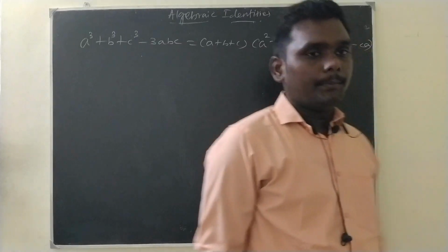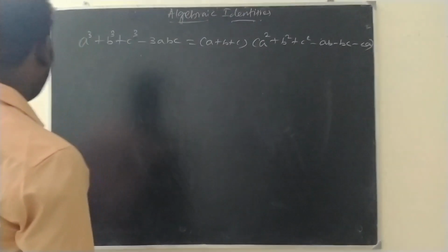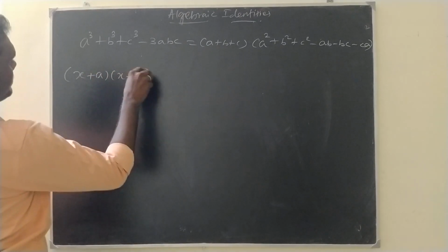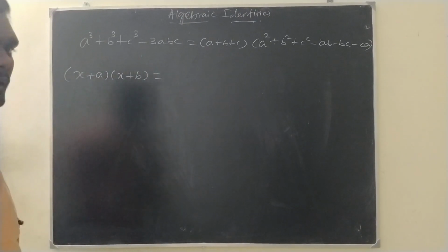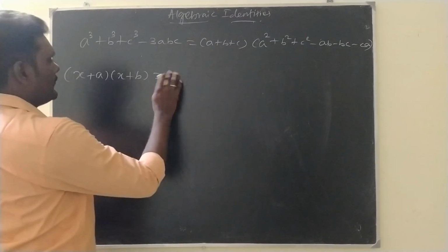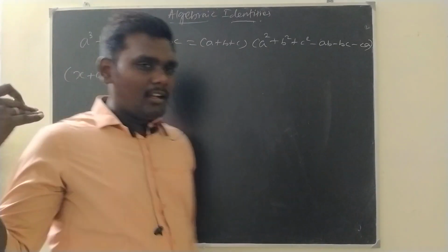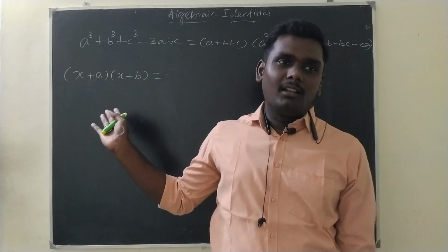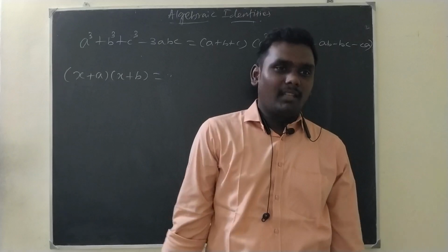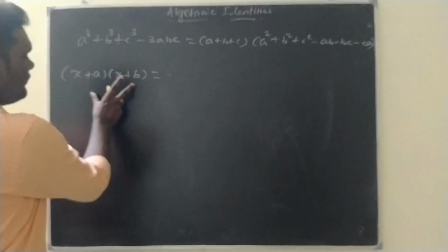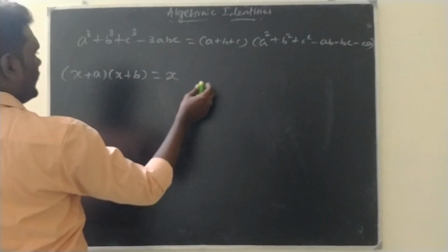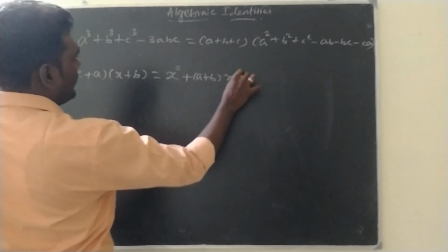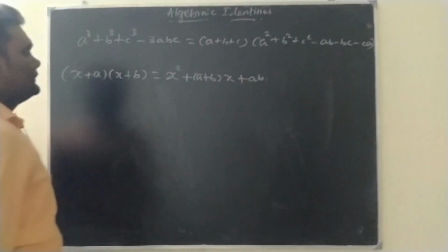Also another identity for that: (x + a)(x + b). What is this identity? Simply the product of this. We are not comfortable doing this every time whenever it occurs in the question. Simply we apply the identity, that's all. It saves time. That is why. So in this form, you can write x² + (a + b)x + ab.